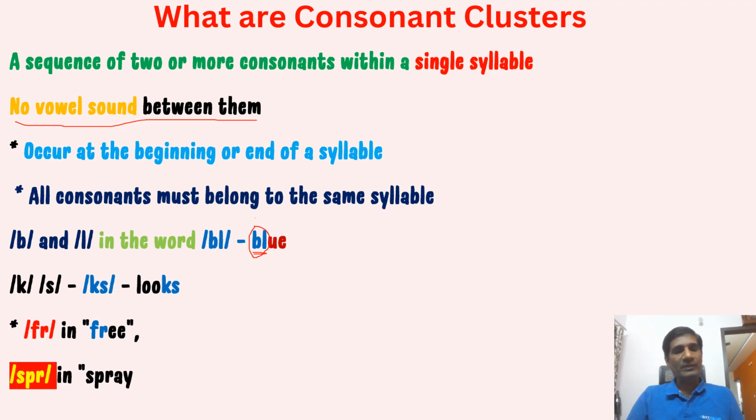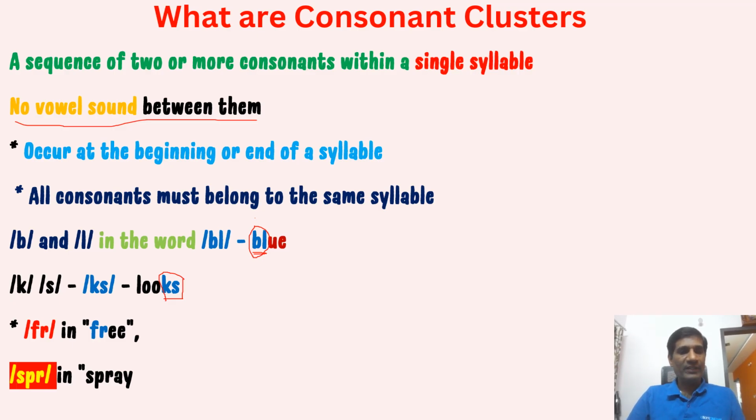Let's see some more examples. This is a final consonant cluster: looks, k, s. These two form a cluster. Here there is no vowel sound between them, and it is a single syllable, in the same syllable. So this is a consonant cluster.